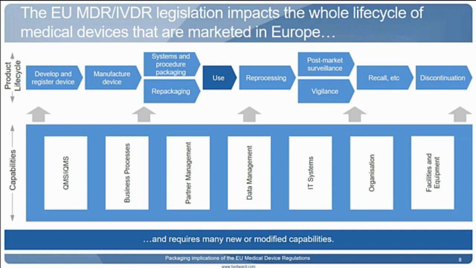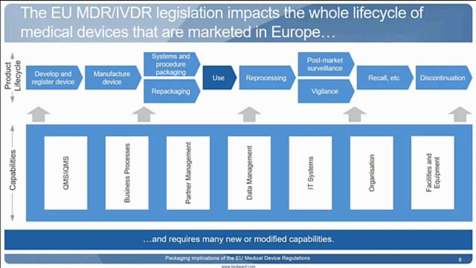Repacking activities, where someone may take someone else's product and repack it for sale in another territory. Reprocessing, where someone would take a device that's been used and reprocess that so it can be reused again and again. You've then obviously got your post-market surveillance and vigilance activities, monitoring the effectiveness of the product in the marketplace. And then you get into recalls and discontinuation. So that's a fairly typical life cycle of a product.